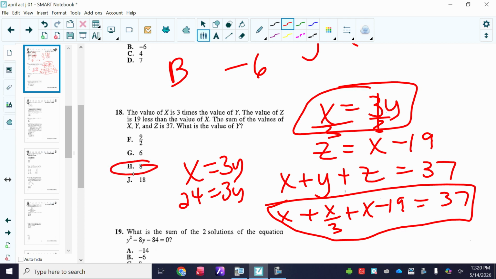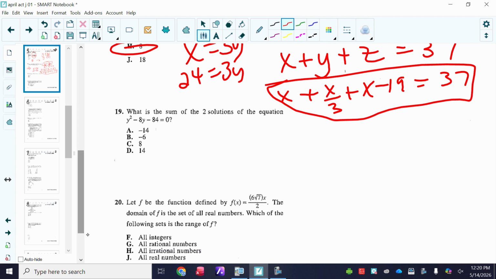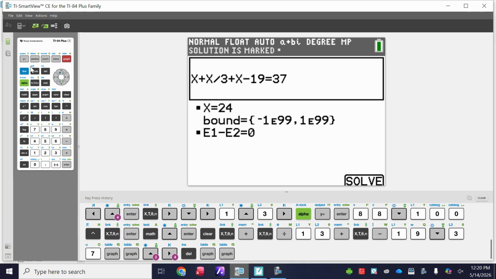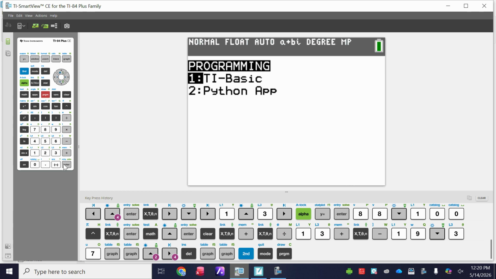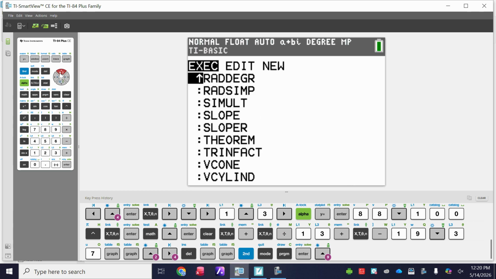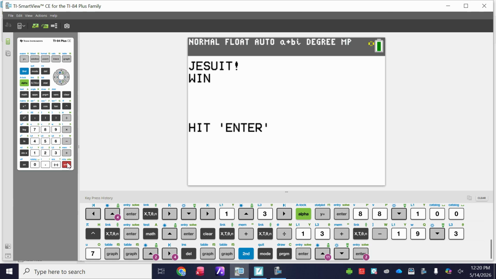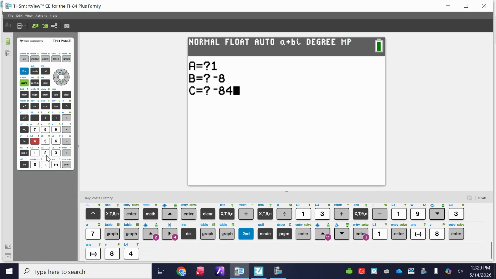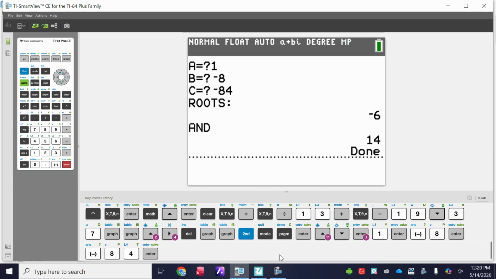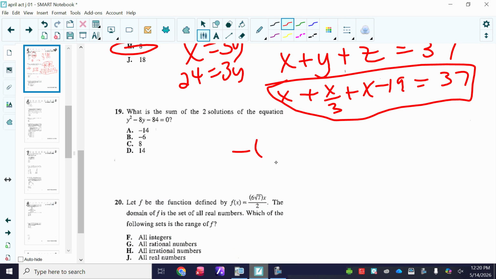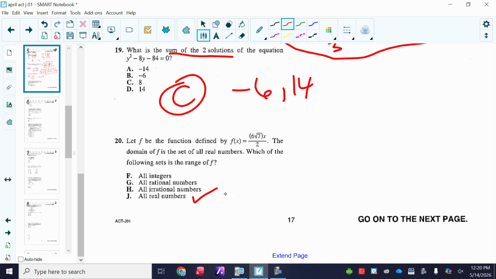Glad they didn't offer that in the choices. A perfect one to use is the quadratic solver, which solves any quadratic equation for you. So all we got to do is enter the A, B, and C. So the A is 1. Was it negative 8 and negative 84? And it gives you the answers negative 6 and 14. And of course, we're adding the two solutions to get 8. Answer C.